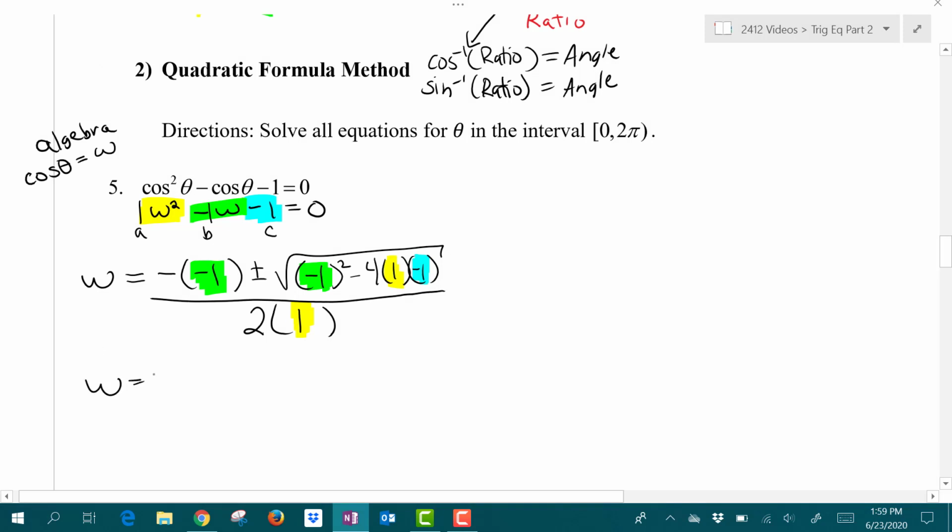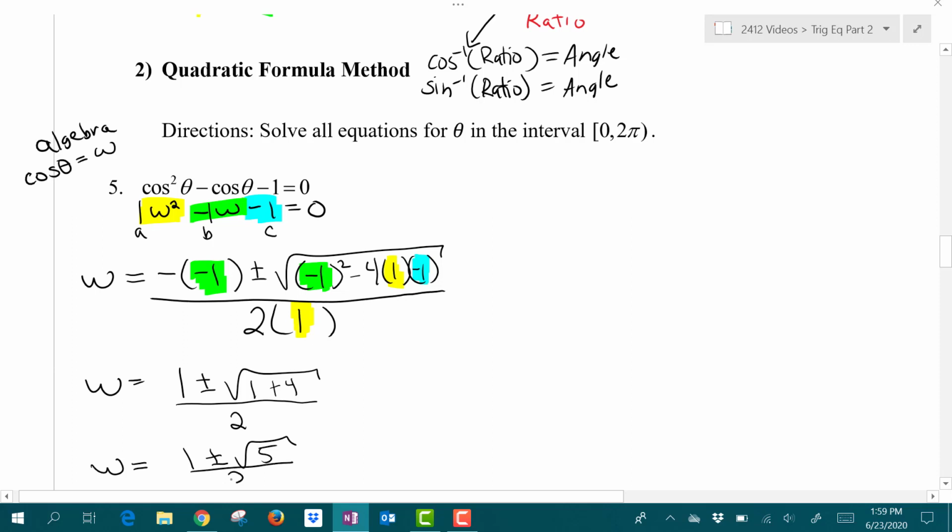So we get w equals negative, that's a +1, plus or minus the square root. That's 1. -1 squared is a +1. Then I have -4 times a +1 times a -1, that's a +4. All of that divided by 2. So we end up with w is equal to 1 plus or minus the square root of 5 all over 2.